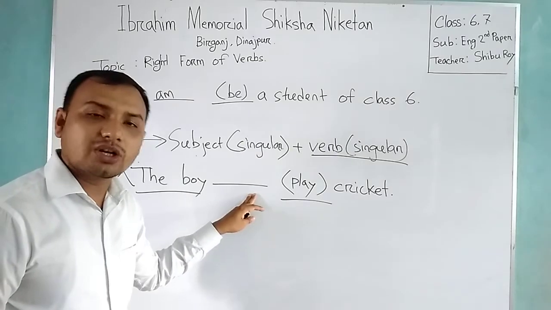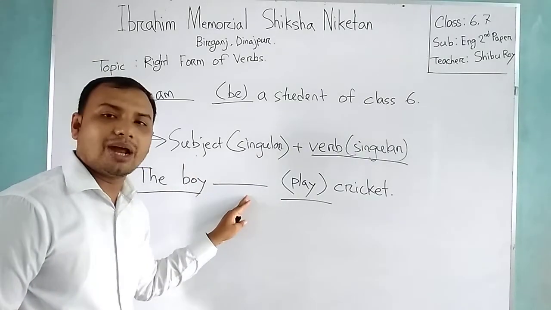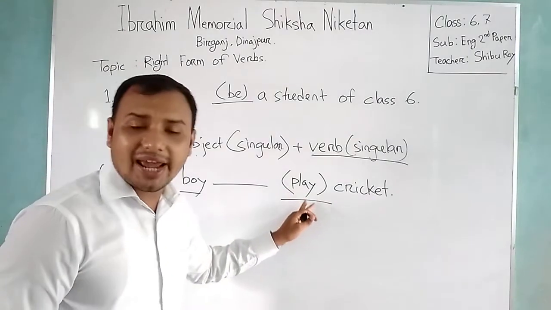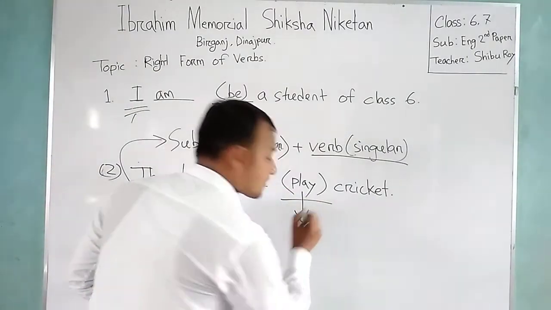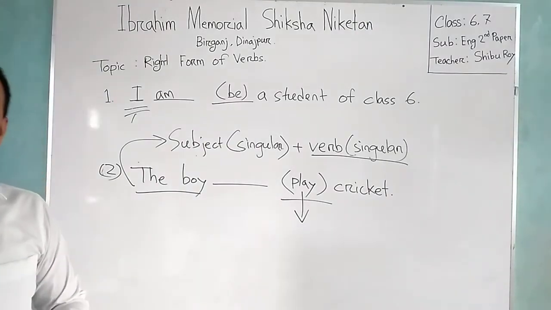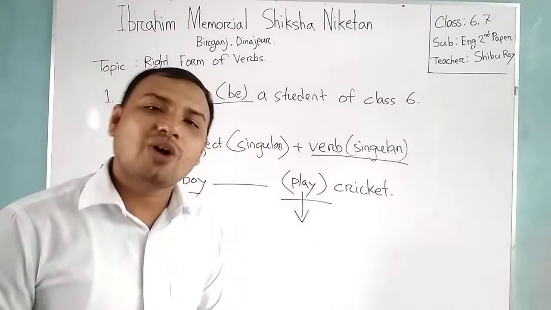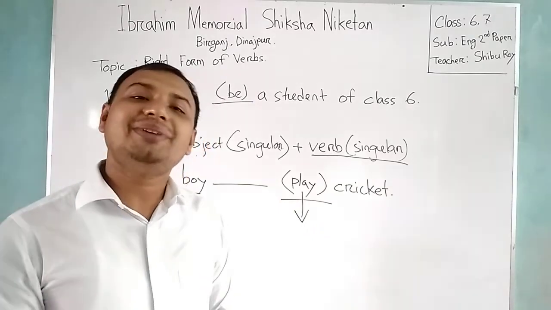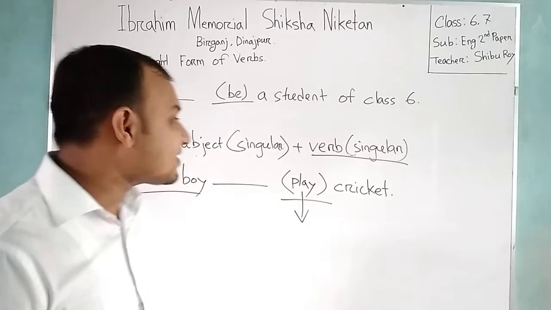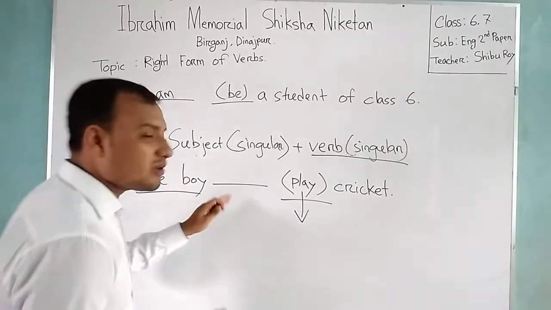What do we need to put? We need to put here a singular verb. What is the singular form of play? You all know that if we add s or es to a verb, it becomes a singular verb. So what do we put here?